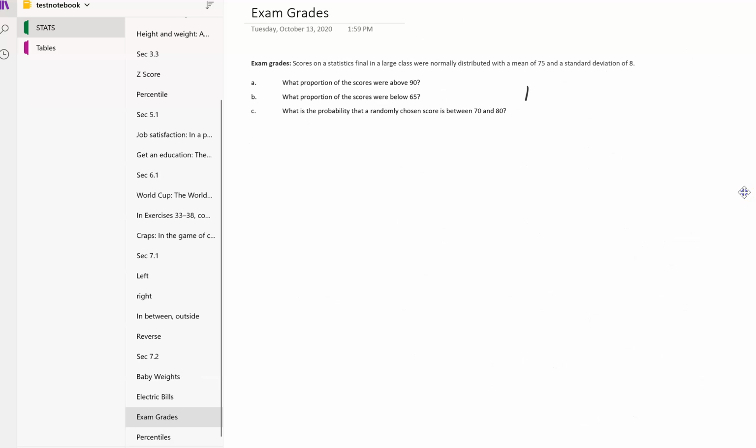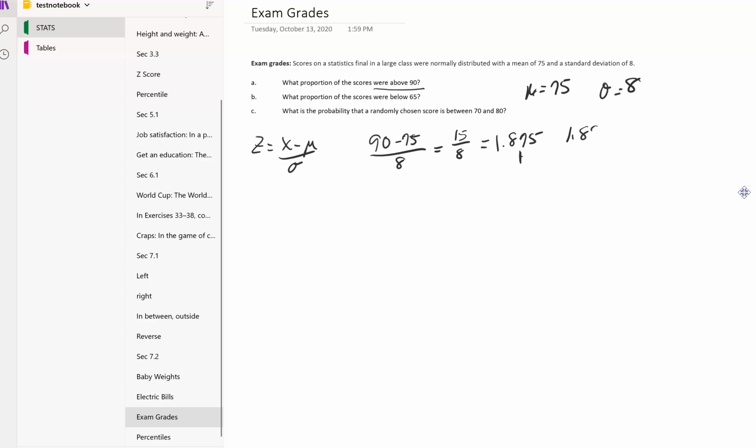Exam grades. Let's see, we have a mean of 75, standard deviation of 8. What proportion of scores were above 90? So same formula, x minus mu over sigma. Above 90, so I'm going to do 90 minus 75 divided by 8. So 90 minus 75 is 15 divided by 8. That's 1.875. And this is going to round up to 1.88. That's what I have to look up.